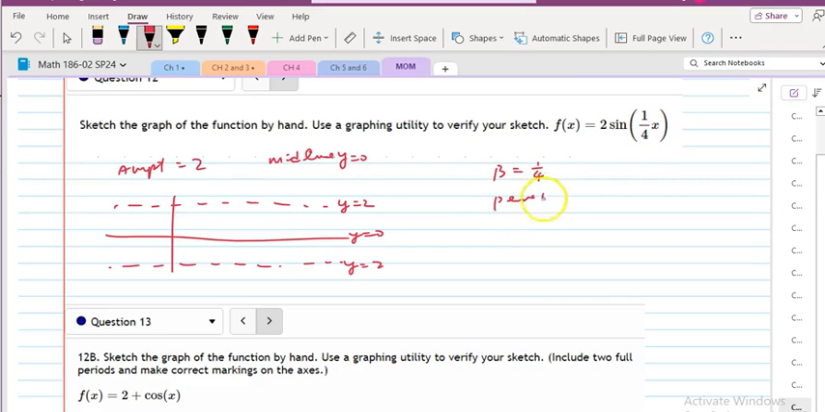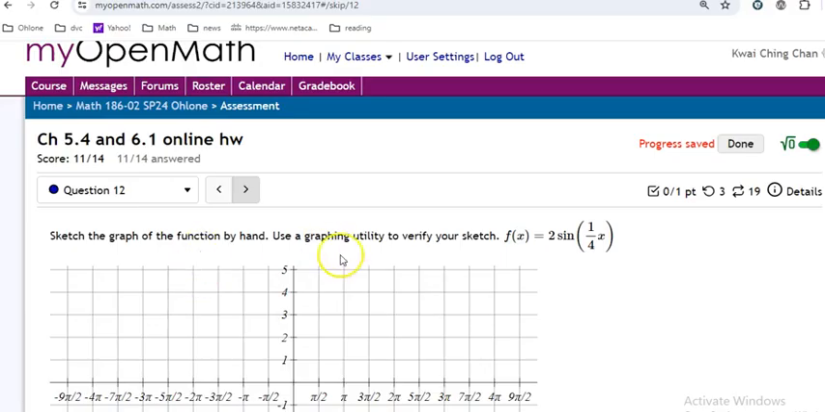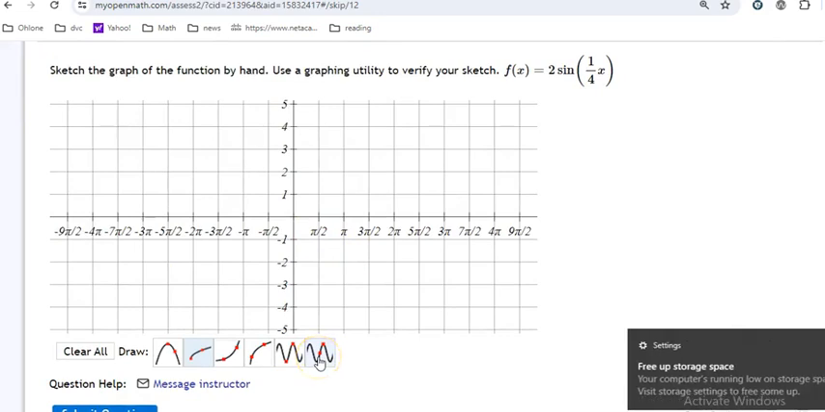The period is 2 pi divided by 1/4, which means 2 pi times 4 equals 8 pi. So it finishes in 8 pi, and the middle will be 4 pi. This is a sine, so those would all be 0. There's no reflection, so it goes up, down, up. The highest point, at the quarter point, is at 2 pi. So I expect to have the points (0, 0) and (2 pi, 2). I'll click these two points. It should be a sine curve.